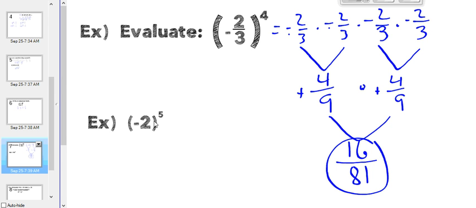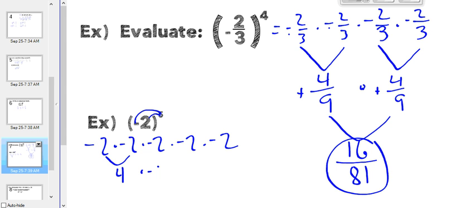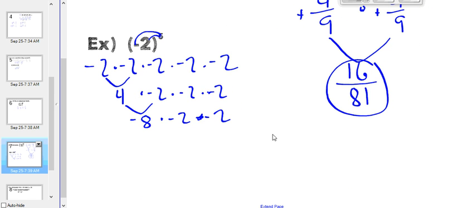Could look right here at negative 2 to the 5th power. Again, the negative is inside of parentheses, so it's going with the 5 and going with the 2, right? So the 5 is being applied to both the negative and to the 2. So it's negative 2 times negative 2 times negative 2 times negative 2 times negative 2. We know that 2 times 2 is 4 times negative 2 times negative 2 times negative 2. 4 times negative 2 is negative 8 times negative 2 times negative 2. Negative 8 times negative 2 is a positive 16 times negative 2. So it looks like my final answer would be negative 32.